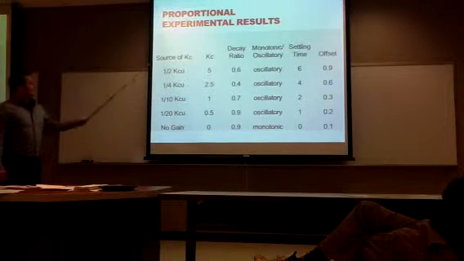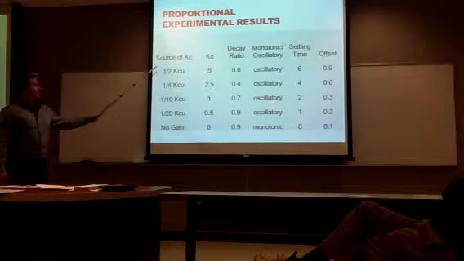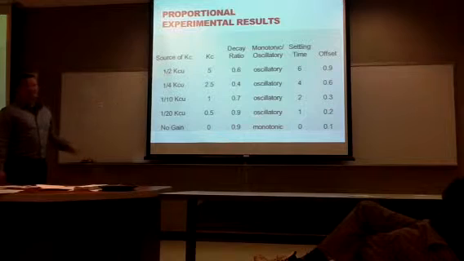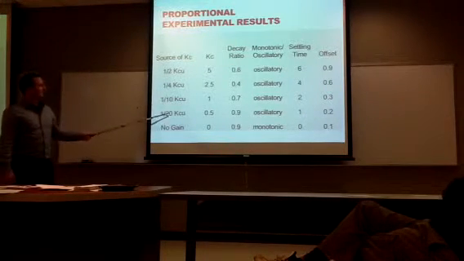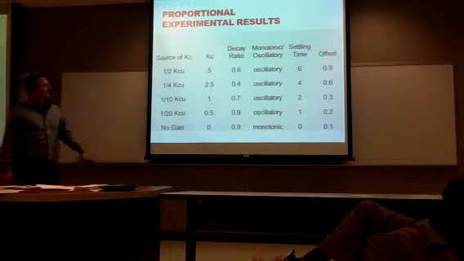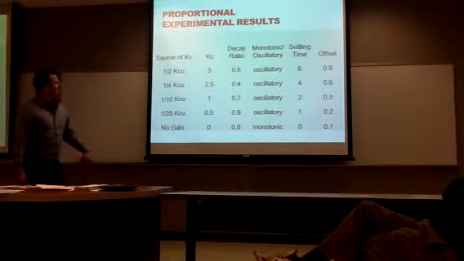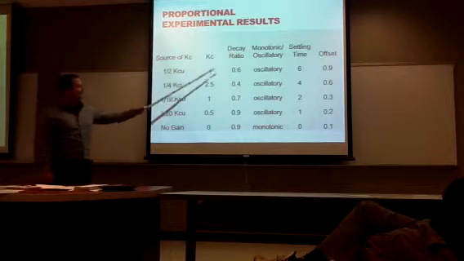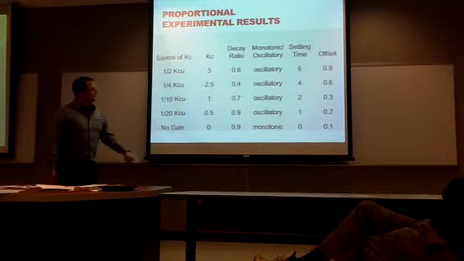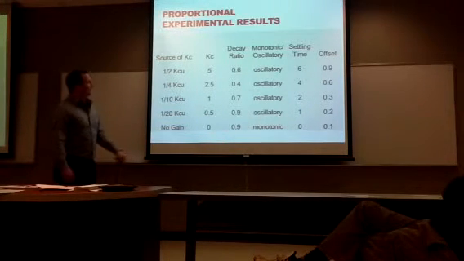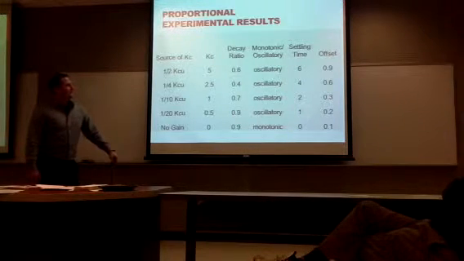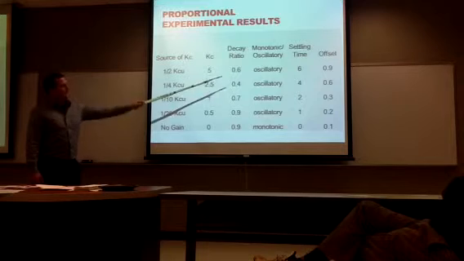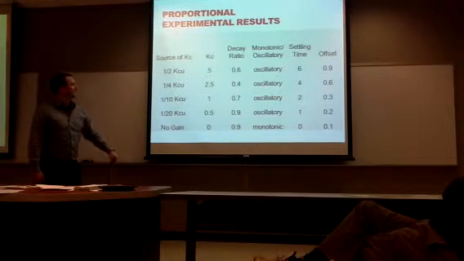These are the results from the different experiments. What I did was take half of the KCU and a quarter of the KCU, and the KCU was actually 10, so 1/10 and 1/20. What I noticed here was essentially the decay ratio slightly got higher as the gain went down, and the settling time was the opposite.